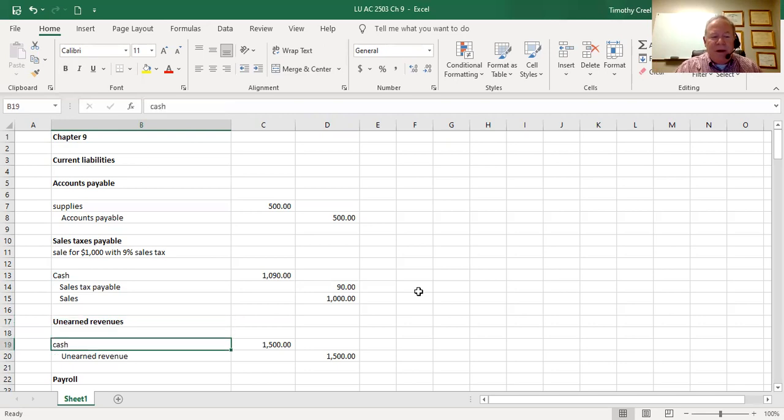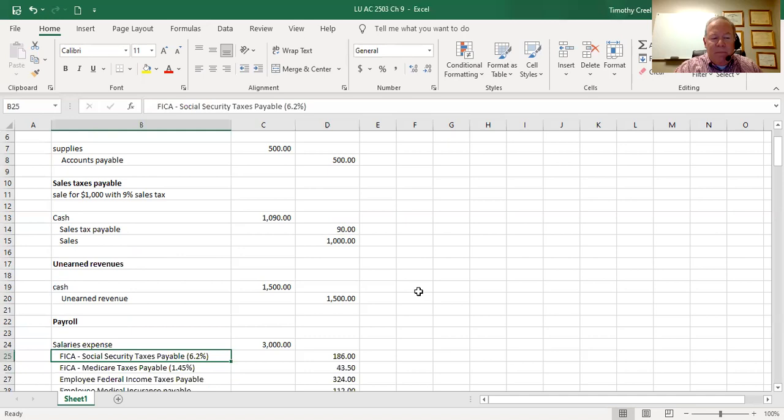Then they can pull it out and recognize it as earned revenue. So let's say a company receives a deposit in advance for work that they're going to do, say, next month. They would debit cash and they would credit unearned revenue. Whenever they got to the job and completed it, then they would debit unearned revenue and credit revenue, whether it's a service revenue or a sale.